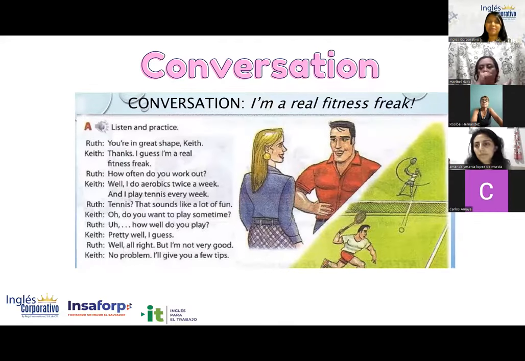Okay, very good. Now, Rosibel, repeat after me and say twice a week. Twice a week. Yes, twice. So you are in great shape, right? That is actually something good. What is the meaning of this? Estar en forma. Yes, estar en forma. Tú estás en forma, Kate, right?